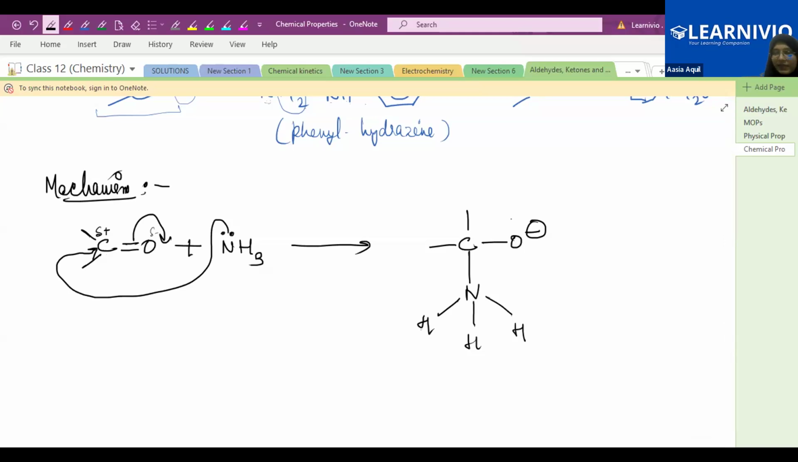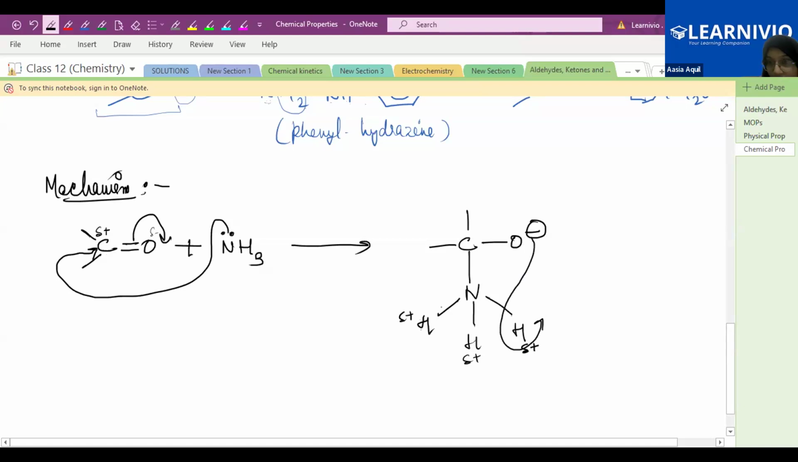Nitrogen. Yes, nitrogen. So this hydrogen will get a partial positive charge between these two. This will get a partial positive charge. This will get a partial positive charge. Now what happens? This oxygen has a negative charge, so it will abstract one of the hydrogens. यहाँ पे proton का abstraction होगा, abstraction of proton. The oxygen which has a negative charge will abstract one hydrogen.